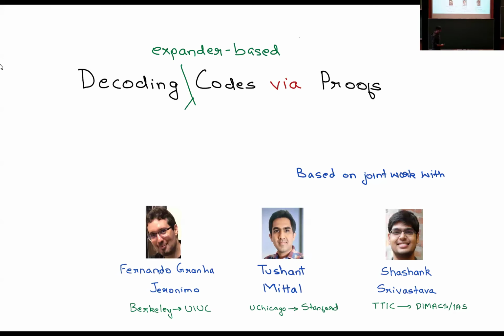Continuing our theme of codes, I'll talk about algorithms for decoding codes, also derived by approved systems. This is something we've been working on for the last few years with some fantastic authors.